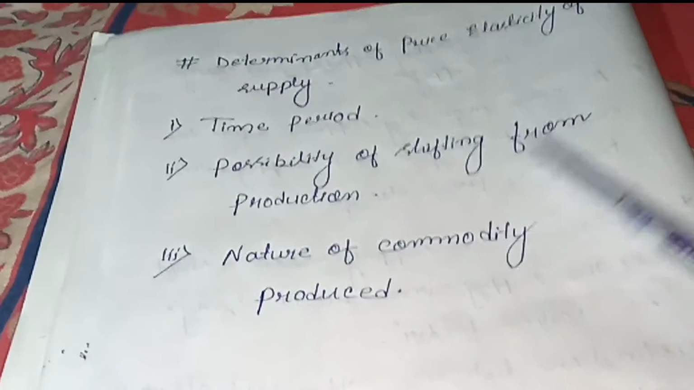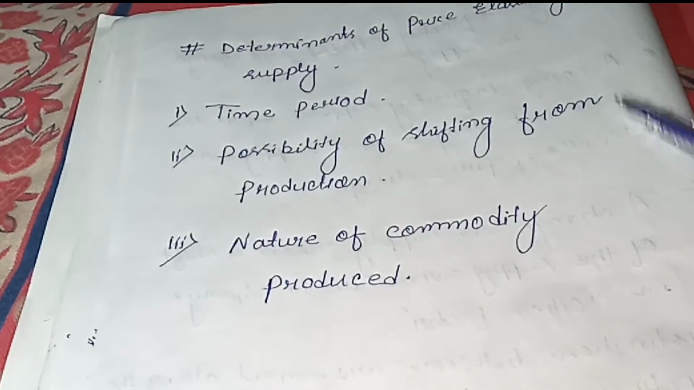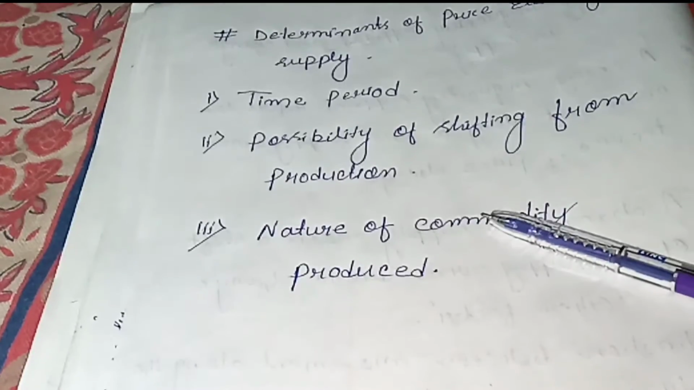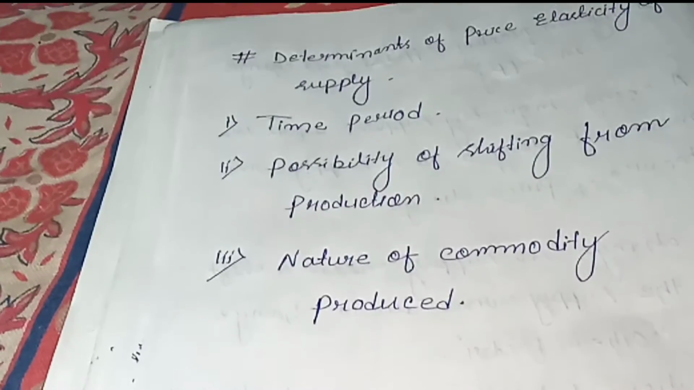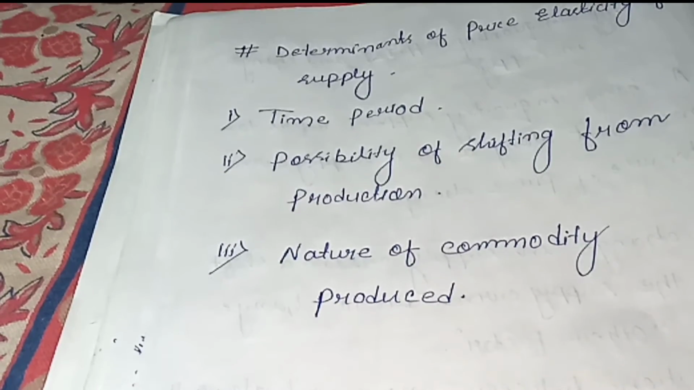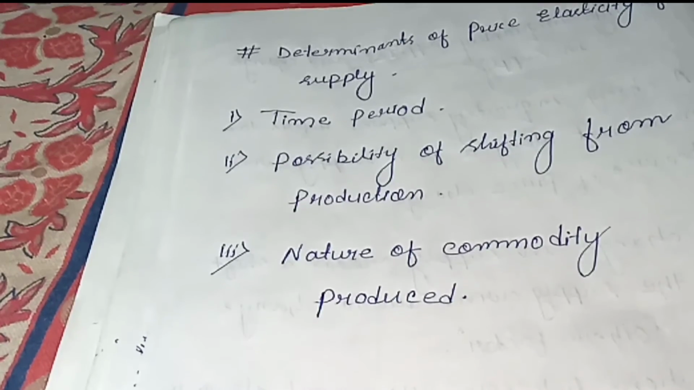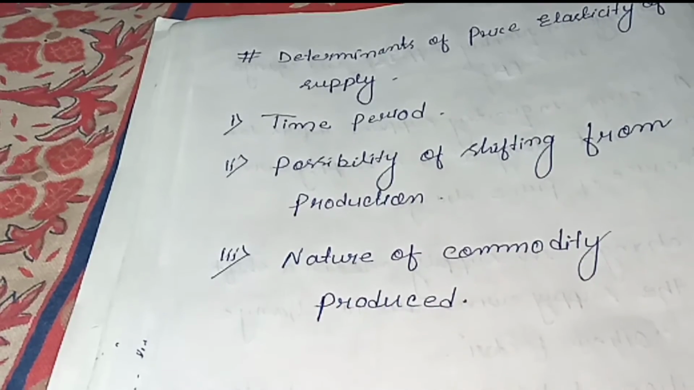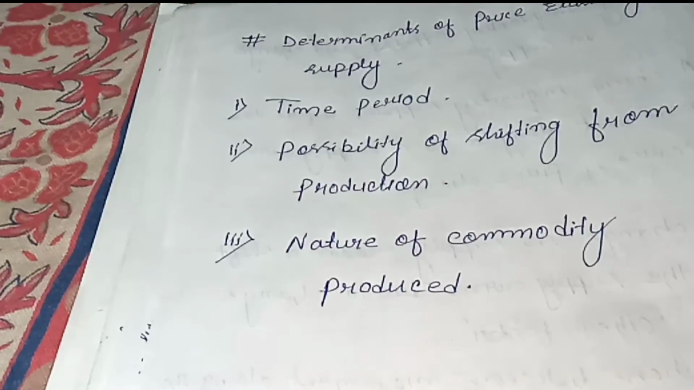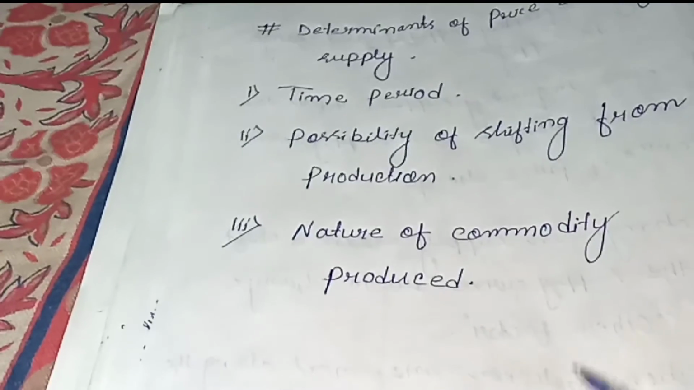And possibility of shifting production means shifting from one product to another, like clothing to raw materials. If producers can shift easily from one production to another, the supply would be more price elastic. And what about the nature of the commodity or product?